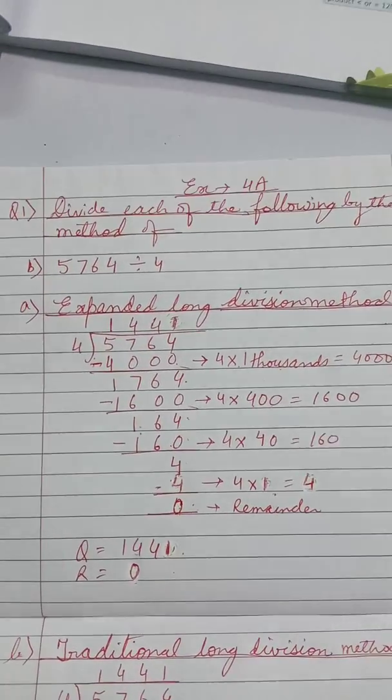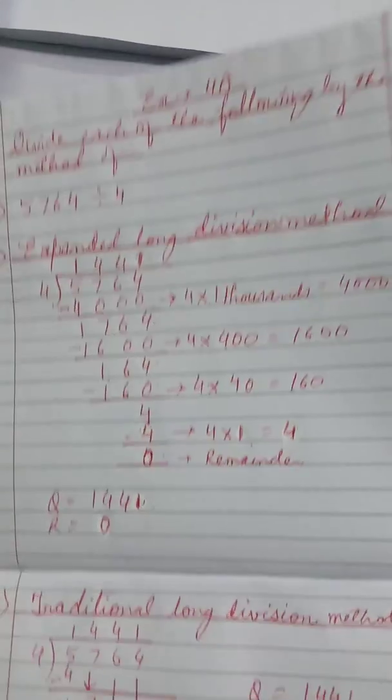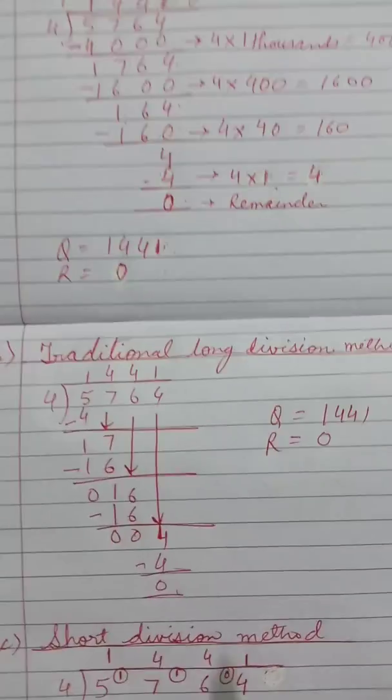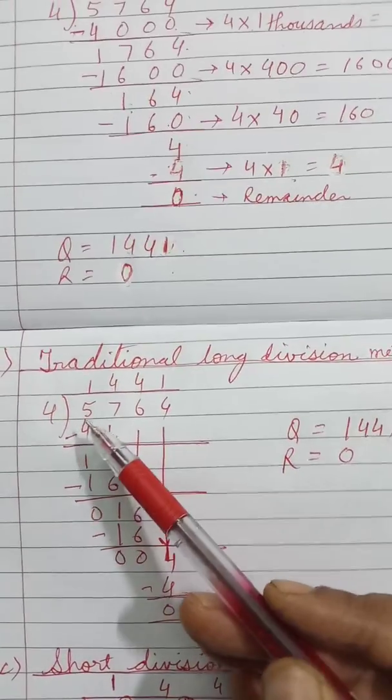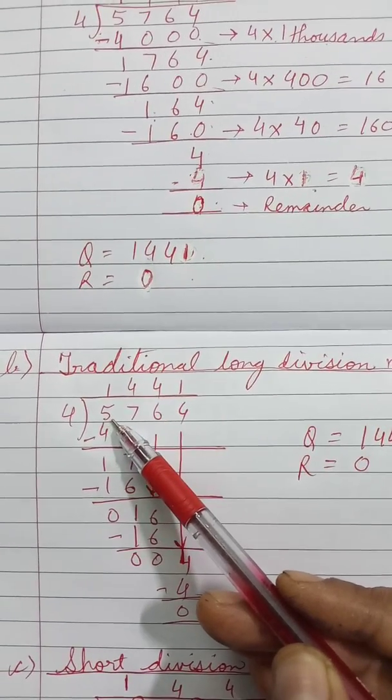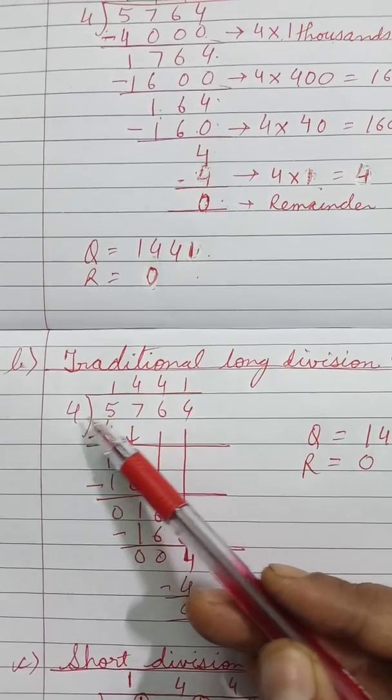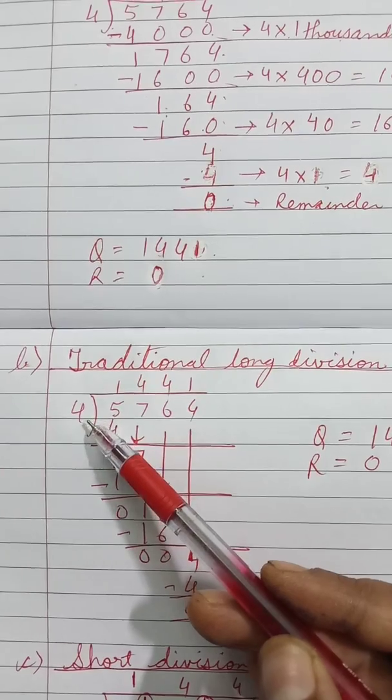1441 and remainder is 0. Now, same question, children, we will solve by the traditional method, the long division method. First of all, you take this digit 5 only. You have to divide this 5 by this 4.